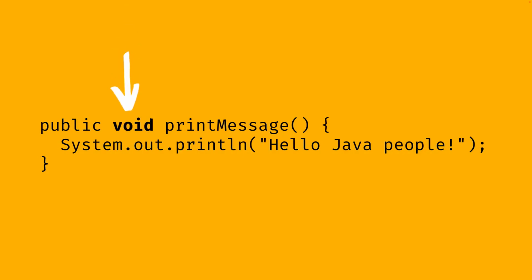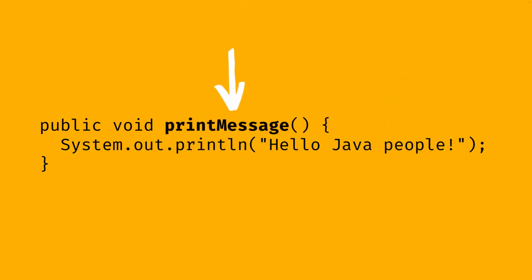The second word, void, means that the method is not having a result. It just does something. What the method does are the lines of code between the curly brackets. This is called the method body. The method body only has one line in this case, and it just prints the message "Hello Java people" to the console.